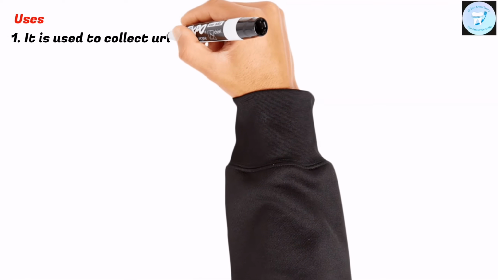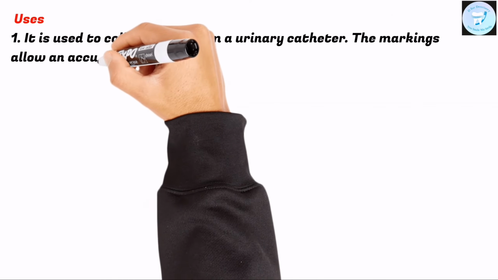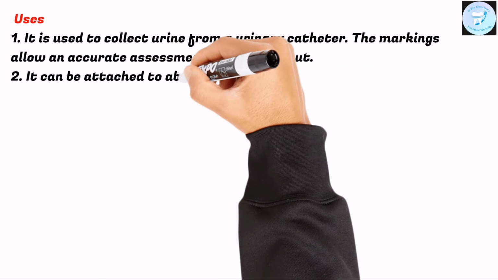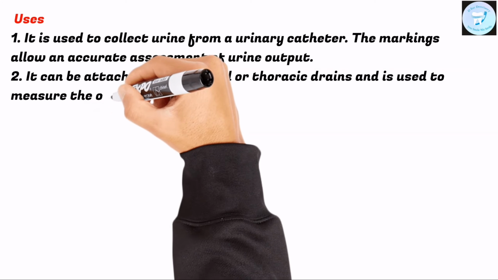It is disposable, sterile and ready to use. Uses. First, it is used to collect urine from a urinary catheter. The markings allow an accurate assessment of urine output. Second, it can be attached to abdominal or thoracic drains and is used to measure the output.